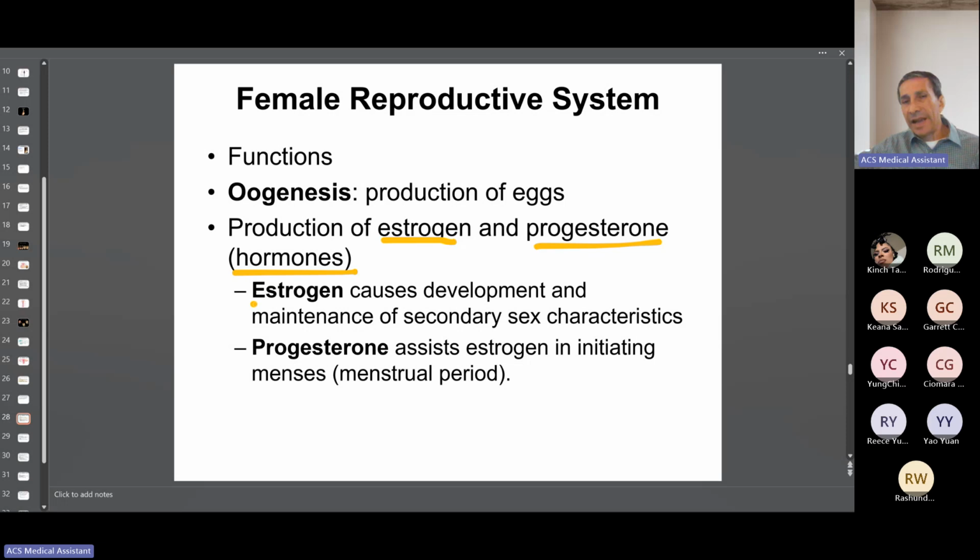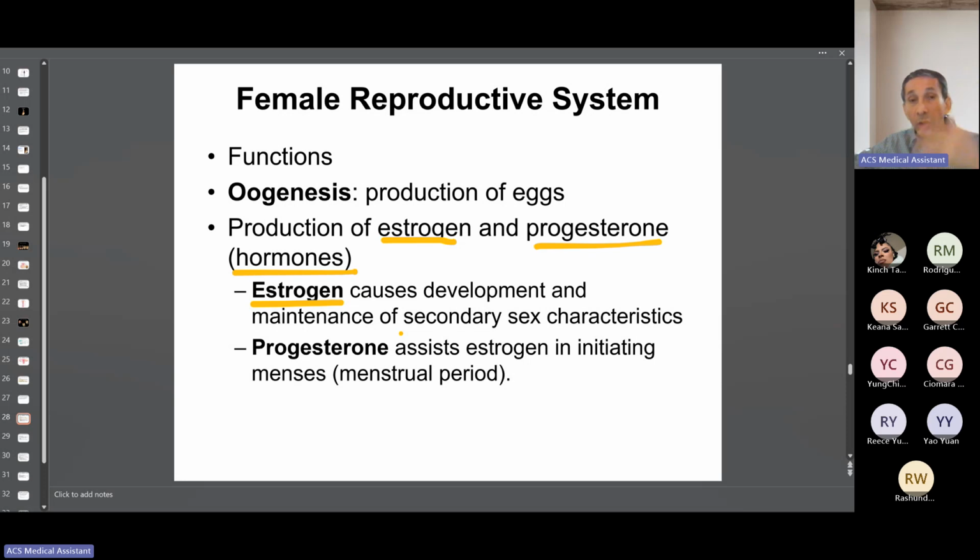So what is the function of estrogen? Remember, testosterone in males causes all these secondary sexual characteristics. Well, in females, estrogen is the one which does that. So your estrogen makes your breasts develop, your hips become wider, and you don't have facial or chest hair or things like that. Your voice is different. Those are secondary sexual characteristics.